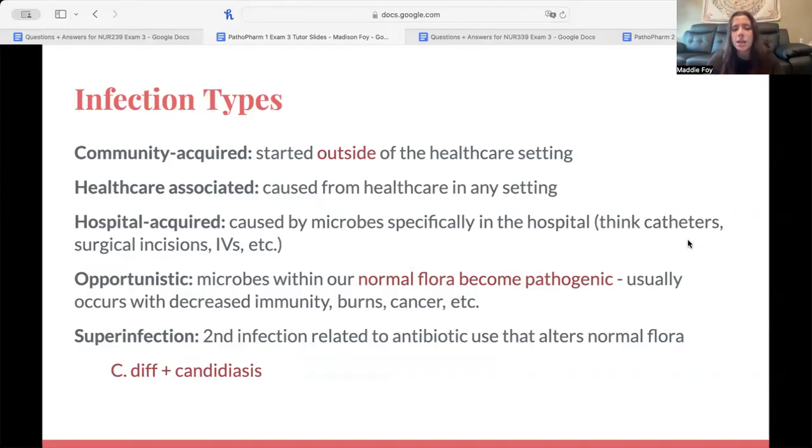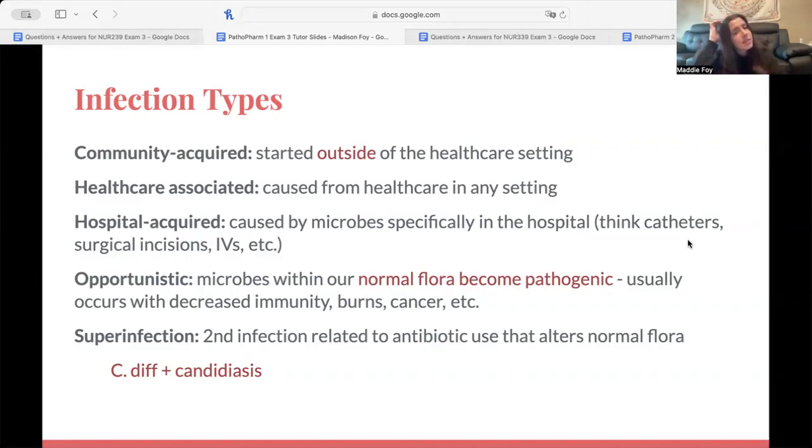Healthcare associated is caused from healthcare in any setting. So this is different than hospital acquired because healthcare could be a clinic, it could be a pharmacy, just picking it up from a location involving healthcare. So maybe you just go to your primary care for a well visit and you come across a pathogen and you get sick with the flu or a cold or whatever it might be.